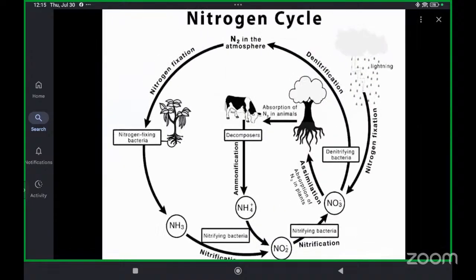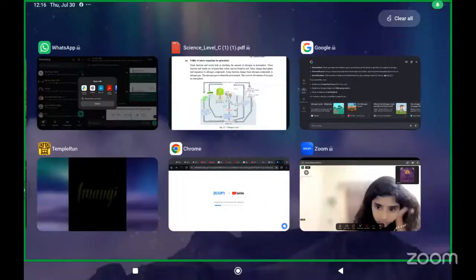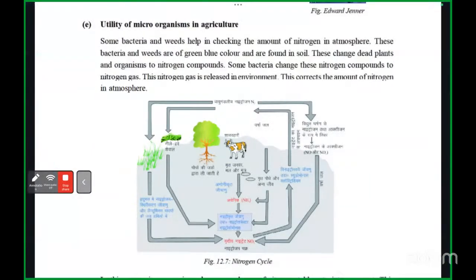This is called the nitrogen cycle. I will send you notes related to the nitrogen cycle in the group, one paragraph that you can learn in easy language. You don't have to learn the names of each process right now, such as assimilation, nitrification, ammonification, but you should have an idea of what happens in the nitrogen cycle process.